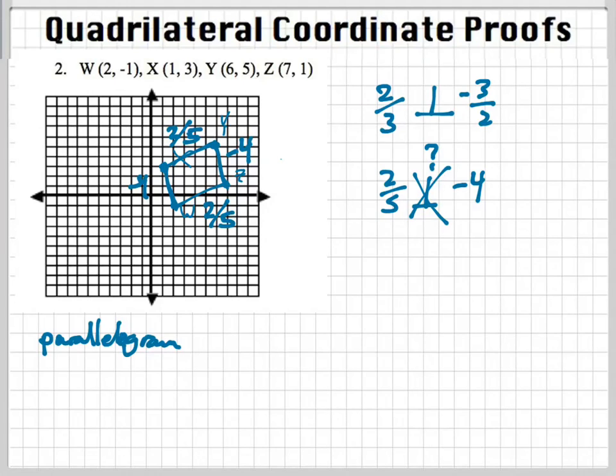Can it be a square? Do you guys think these sides are congruent? No, probably not. I think that's all we got. Okay, so to prove that this is a parallelogram, we just had to find all the slopes. And now we know that the opposite sides are parallel.